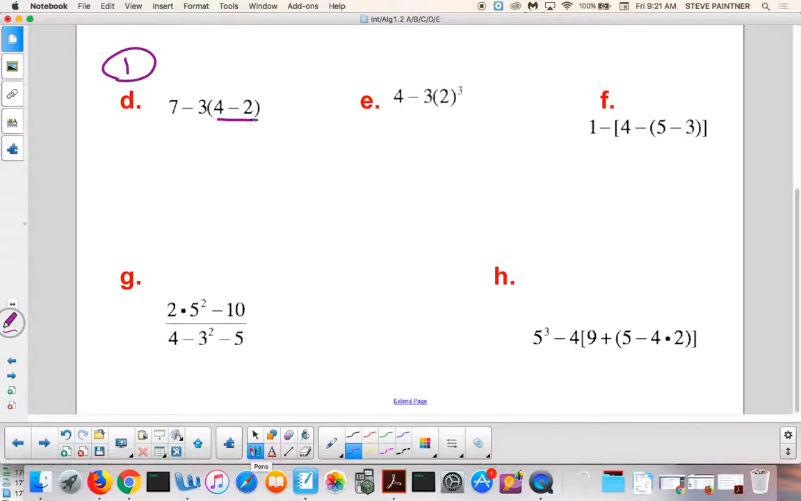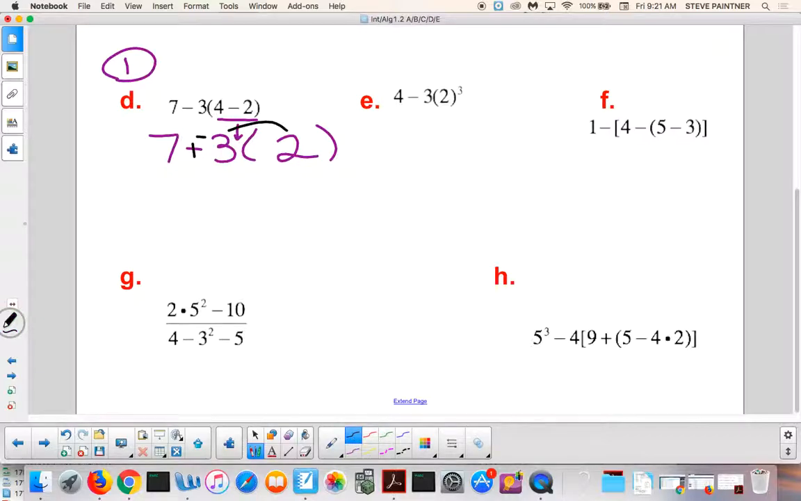What's inside here is what? 2. Yeah, that was easy. Okay, now you look and you go, here you see what? Subtraction. Here you see what? Times, right here. Multiplication. Which one's first? Multiply before you subtract. Okay, so now you must know that this is negative 3.